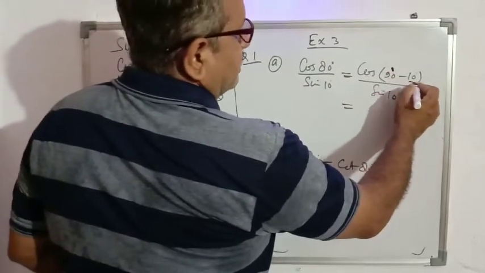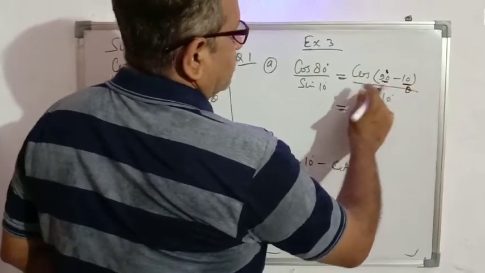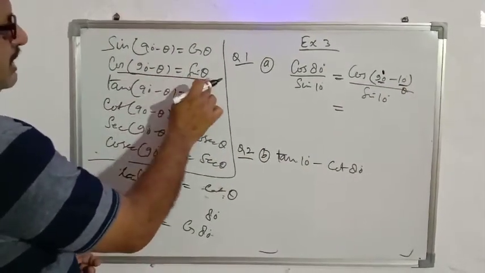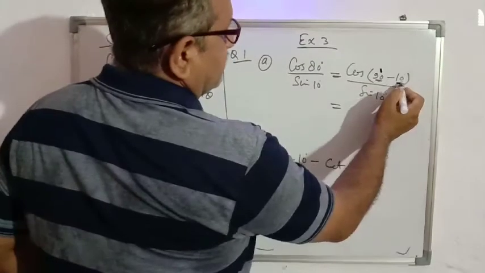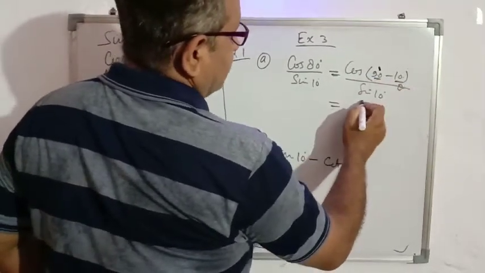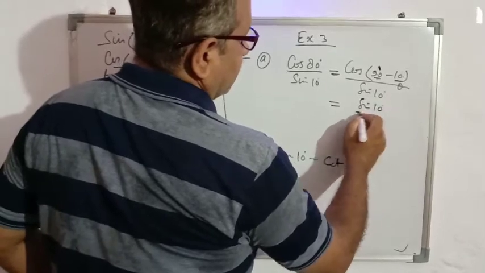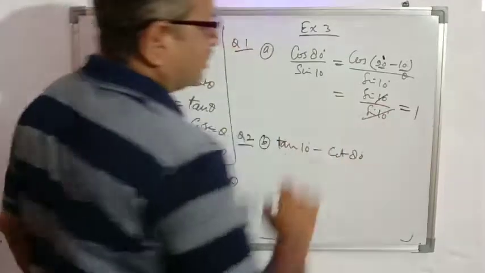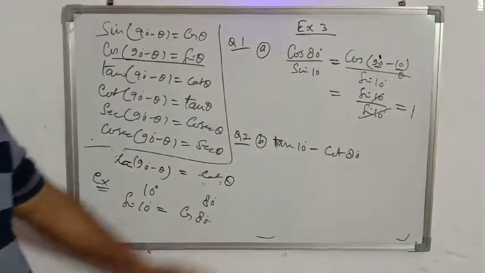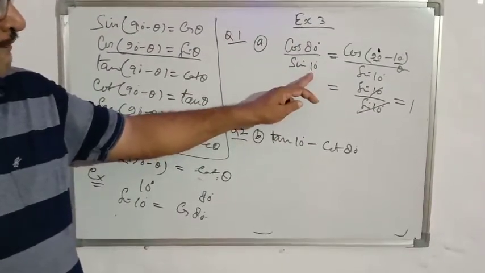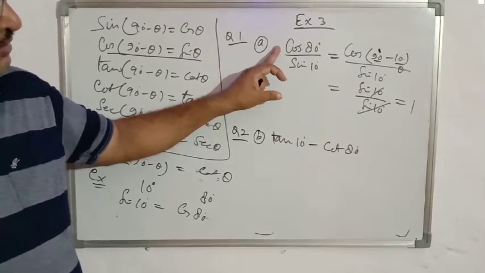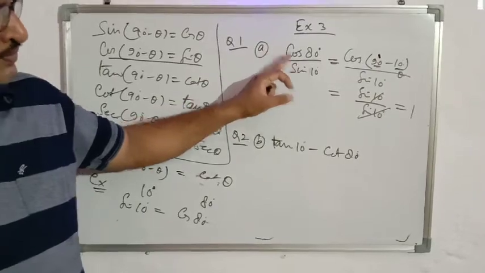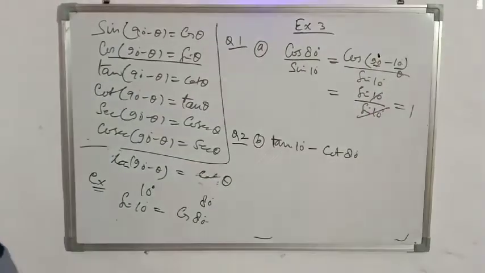Cos 90 minus theta, this is theta. So what is cos 90 minus theta? See here, cos 90 minus theta is sin theta. Theta is 10 degrees, so cos 90 minus 10 will be sin 10 divided by sin 10. Both cancel, so the answer will come 1. If two angles are complementary, and one is given in terms of cos and another in terms of sin, change one of them and we will get this answer.